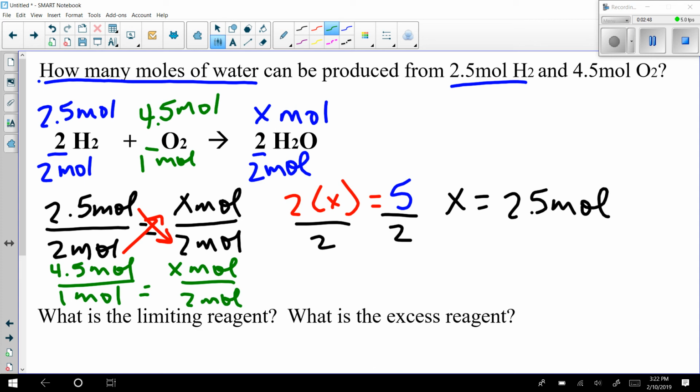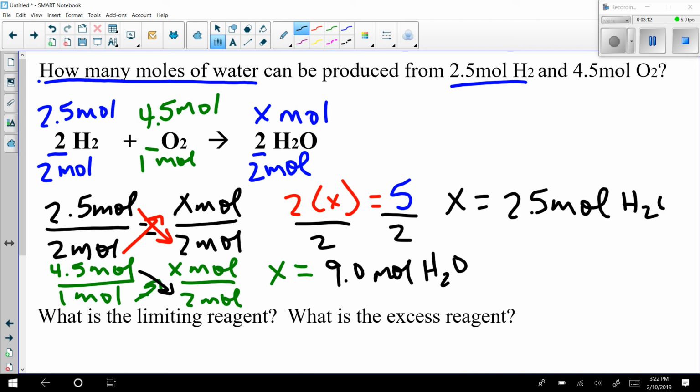So, once again, we cross multiply, and when we multiply this way, we get X times 1, which is just X, and that equals, we multiply the other way, this way, and we get 4.5 times 2. And 4.5 times 2 equals 9.0 moles. And both of these are moles of H2O, so I will write H2O.